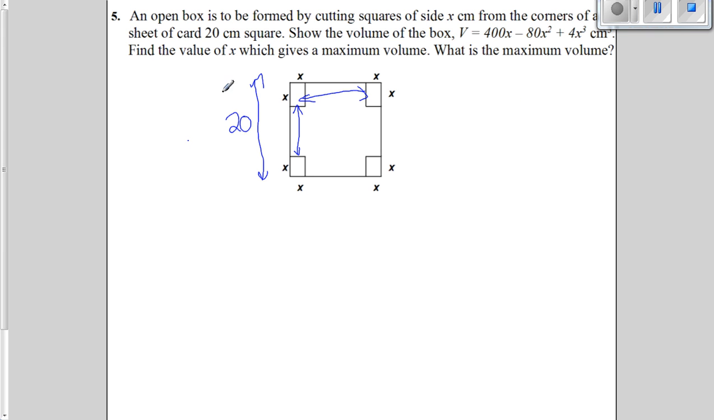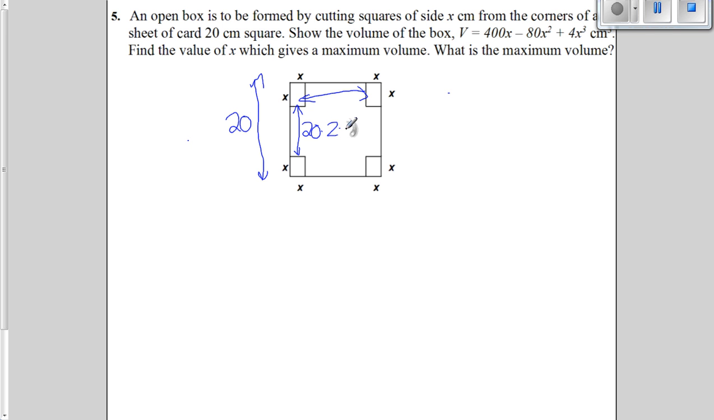Question 5, you might have done something very similar in class. We've got this square piece of paper here, and it's 20 centimeters wide, so I've written 20 there, and we're cutting a little corner off each one. We're cutting x off here and x off here. So the first bit of thinking that you need to know is that from there to there is 20, take away the two x's.